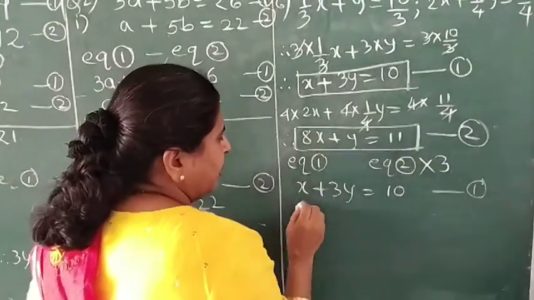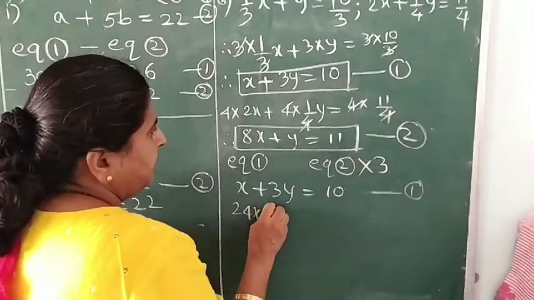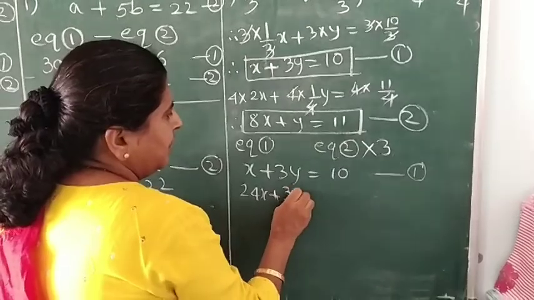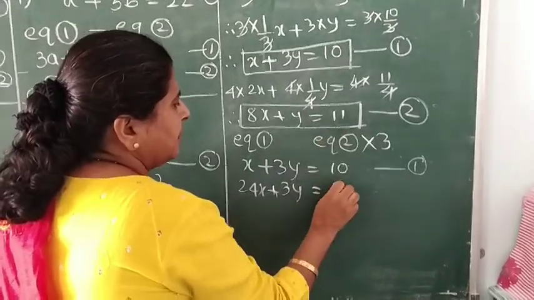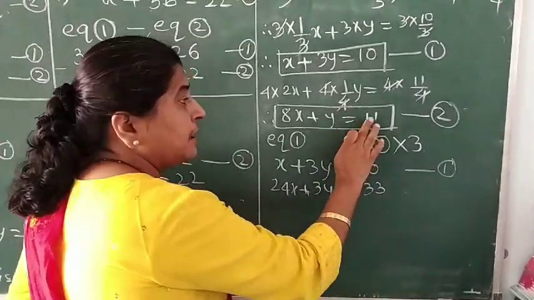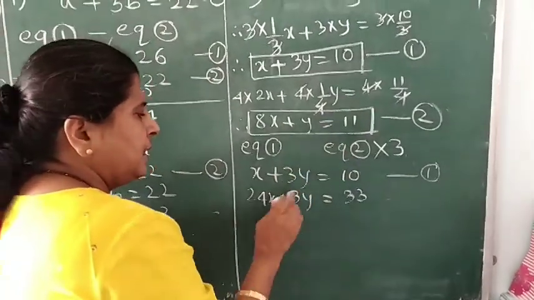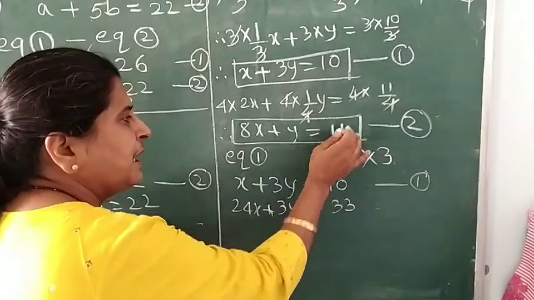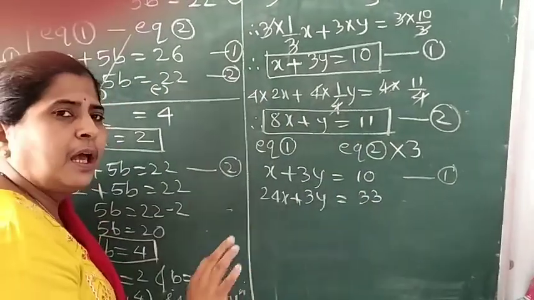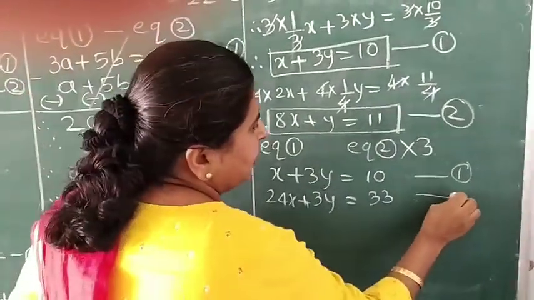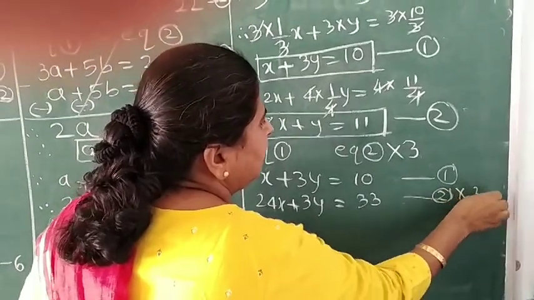So 3 eights are 24x plus 3y is equal to 11 threes are 33. Do not forget to multiply the number which is on the right side, students. Sometimes students miss this and multiply only here, and here they don't multiply, they copy 11 as it is, and they go wrong. So this is your equation number 2 into 3.